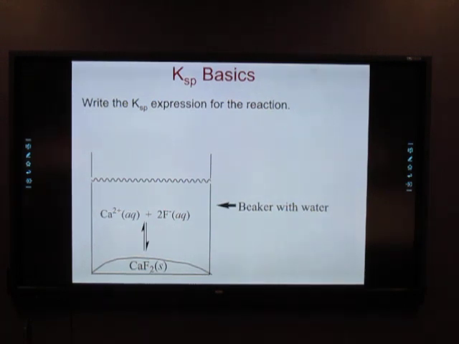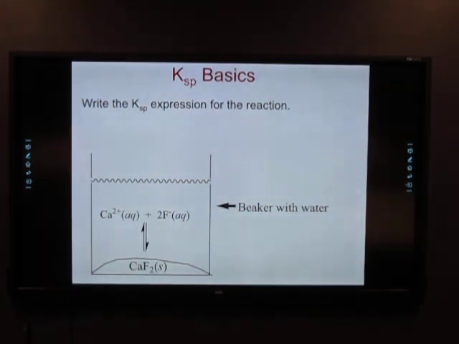And so take a moment to write the Ksp for the reaction that you have written for the calcium fluoride dissolving in water. And remember, as we saw way back in chapter 14, there's a special rule when you have a pure solid. So pause the video and then try yourself.